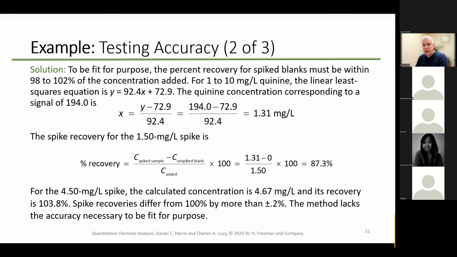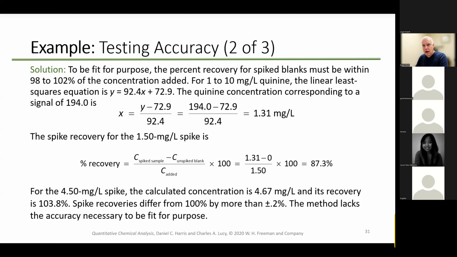So the spike recovery is calculated as C for the spiked minus C for the unspiked over C added, right? This is the actual spike amount added in concentration units. This is what you measure for the sample, and this is what you measure for the blank, right? So we measured 1.31, the blank gave us 0, and we added 1.5, multiplied by 100, and that gives us 87% spike recovery.